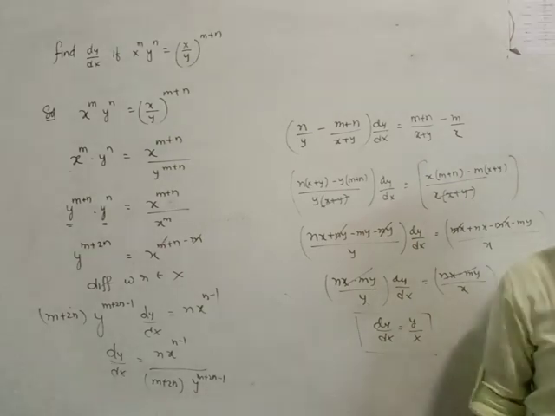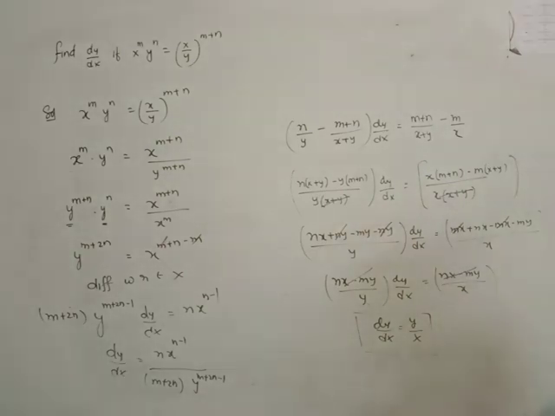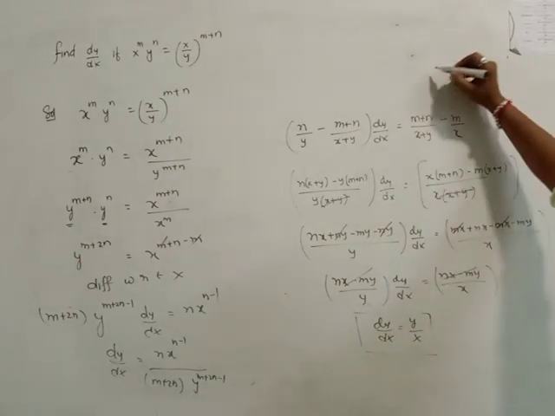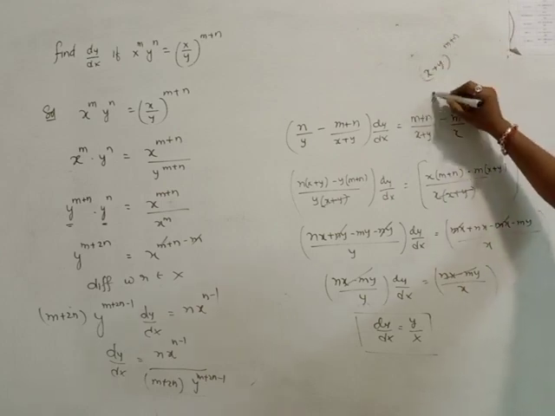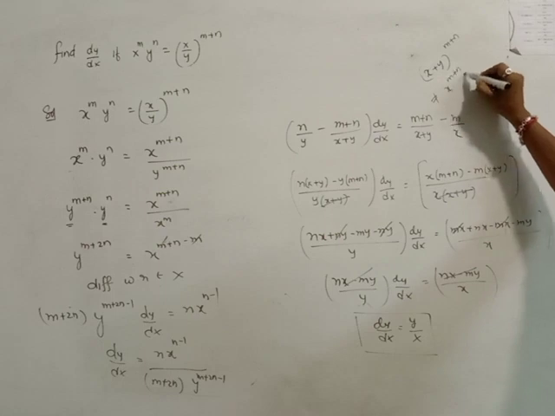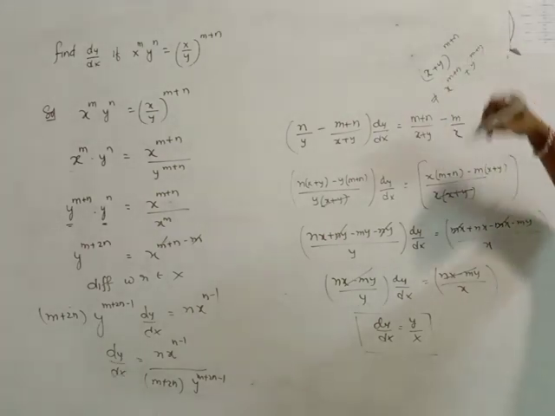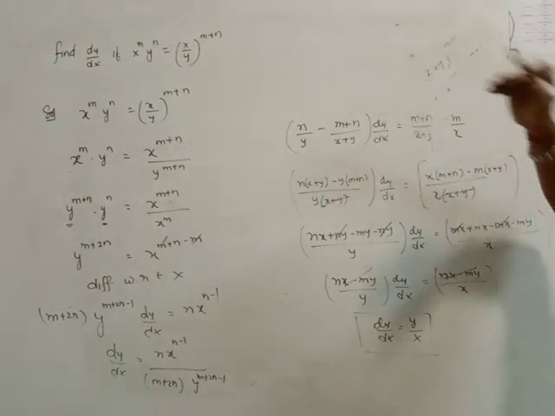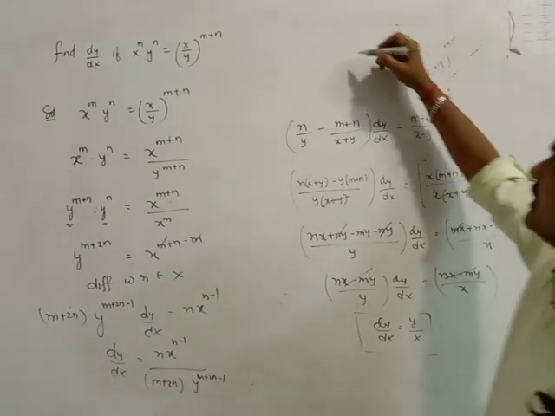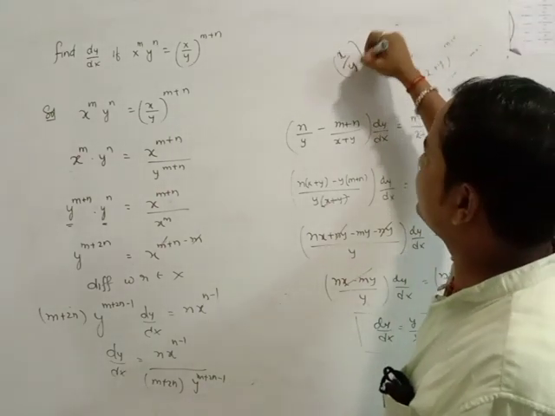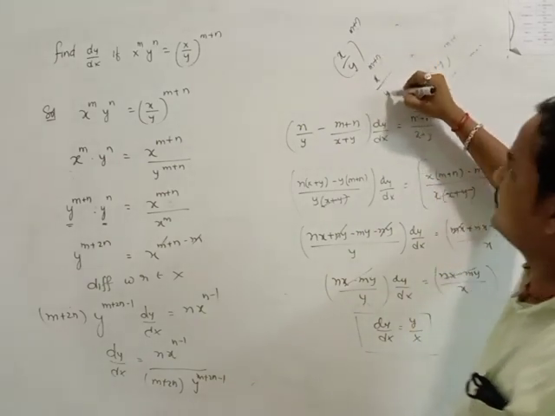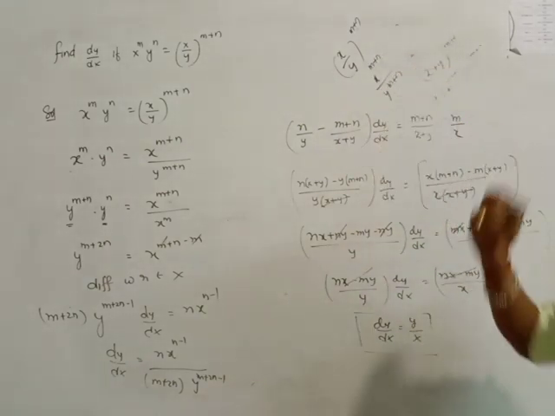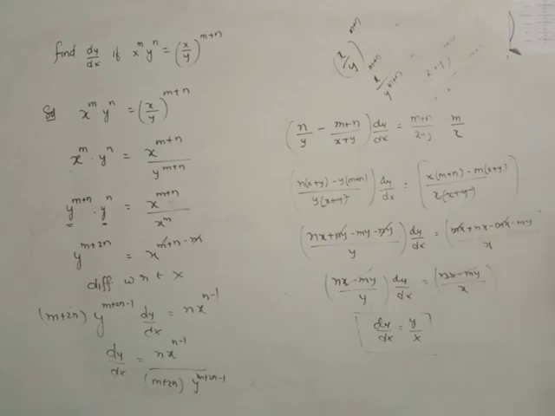But a plus b whole power of m, you cannot write as a power of m plus b power of m. In the previous question, it is x plus y whole power of m plus n. So you cannot write it as x power of m plus n plus y power of m plus n. It is wrong. So you cannot do it, and that's why you take the logarithm. But here, x by y whole power of m plus n, a by b means x power of m plus n by y power of m plus n. You can write it. So that's why it is easy. Like that the problem is there.